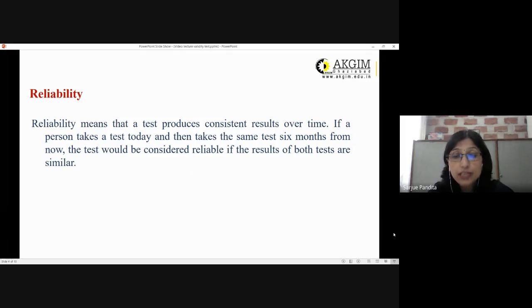Now, the question arises, how to validate a test? How do we know that the test which we are using is valid or not? For example, let us suppose you are in an organization and you want to hire for a particular position. Now you want to use a particular technique for the selection of the candidate. How do you know that the selection technique you are using is valid or not? So there are certain steps through which you can validate a test.